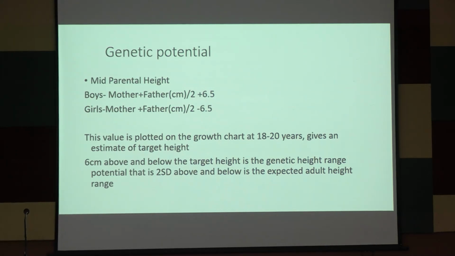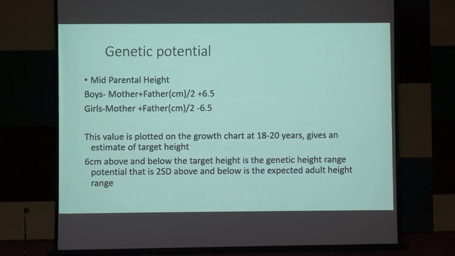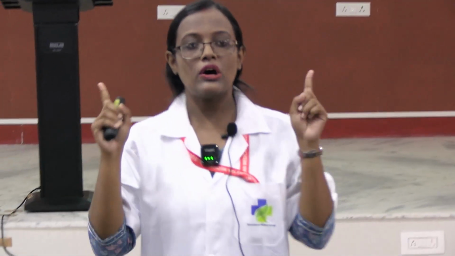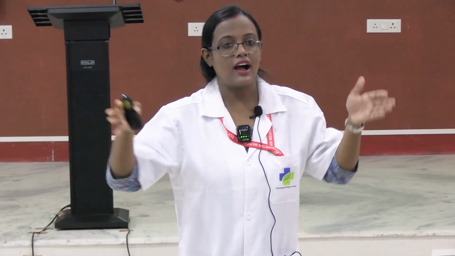Add 6.5 for boys. If the baby is a boy, add 6.5 to this, and subtract 6.5 in case of girls. The value you have got, put it in the growth chart at 18 years of age. Plus 6 centimeter and minus 6 centimeter. This is the normal range in which the child will attain his or her height when he will be 18 years of age.